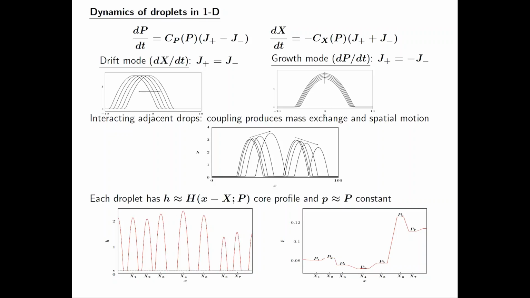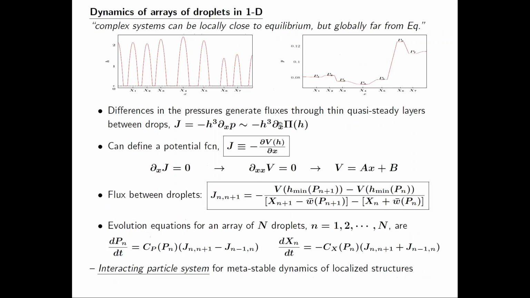So this builds up to the bigger picture of the dynamics for long times. And a quote I like, I don't remember where it came from anymore, is that complex systems can be locally close to equilibrium, meaning each of these drops by itself is almost in equilibrium, but globally the system is complicated and has interesting dynamics because globally it's far from equilibrium.